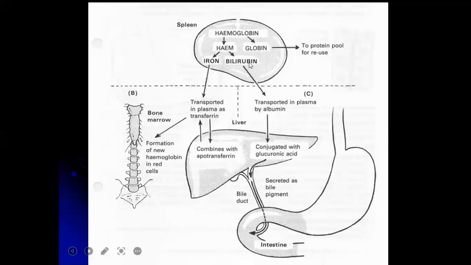What about bilirubin? Bilirubin is transported in plasma with the protein albumin. It's transported to the liver, where it's conjugated with another compound referred to as glucuronic acid. So bilirubin is conjugated with glucuronic acid, and then it becomes soluble. So this then is secreted together with the other bile salts and is responsible for the bile.